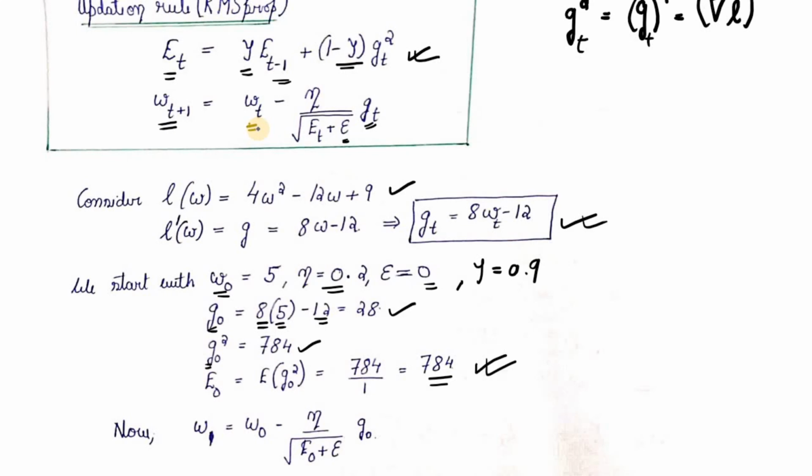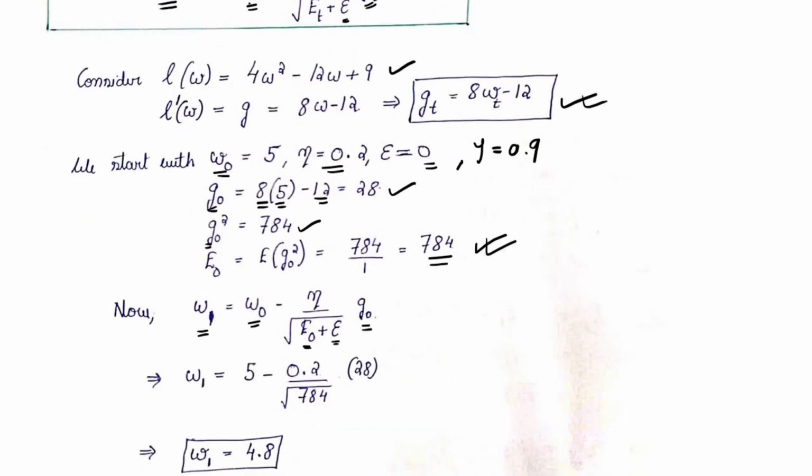Now we start with w1. Over here in the updation rule, we put the value of t equal to 0. So in the LHS we get w1, in the RHS we get w0, eta is a constant, E0 we have defined in the denominator, epsilon is again some very small value, and g0 we have defined. We consider epsilon as of now to be equal to 0 only. Now we proceed further and get the value of w1 as 4.8. On solving we get this.